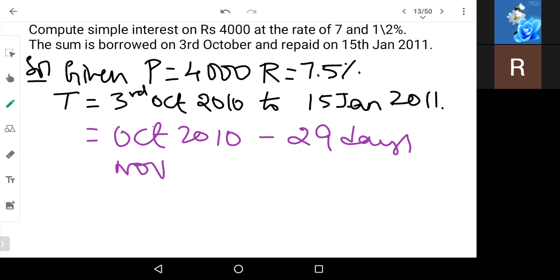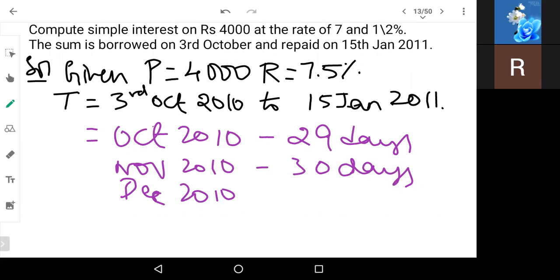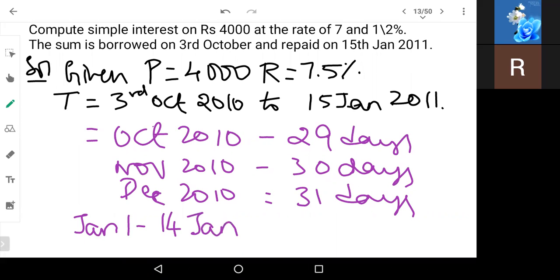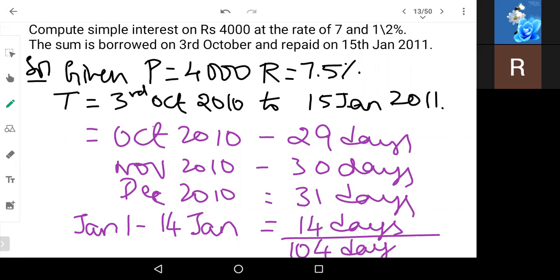November, how many days do we have? November, we have 30 days. December, we have 31 days. And January, it will be from 1st January to 14th January. So that is going to be 14 days. So now total all of this, you will get 104 days. So the time for us is 104.